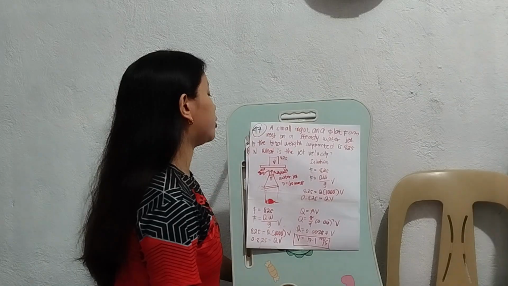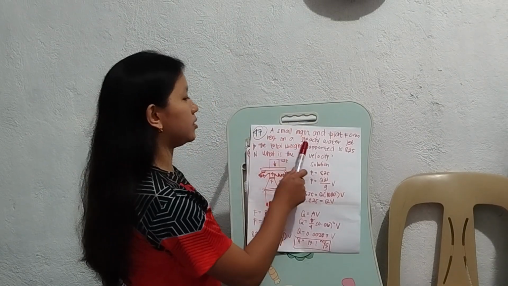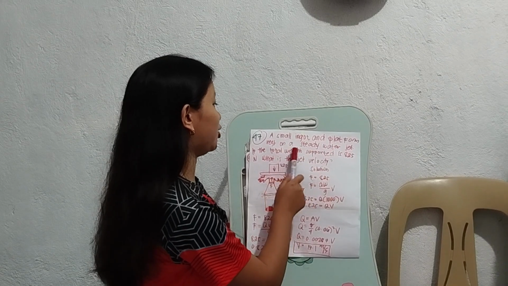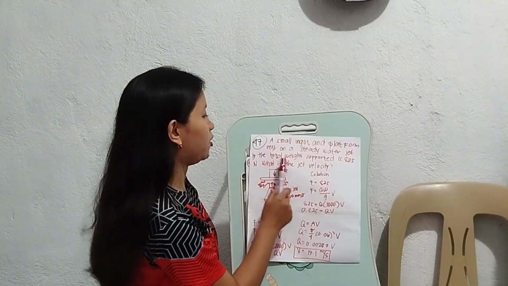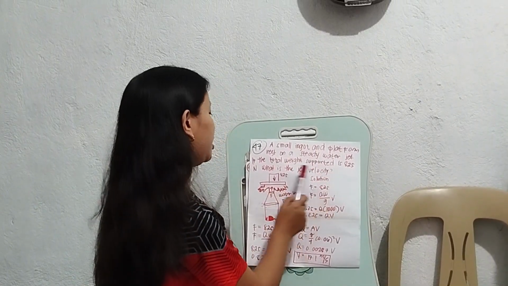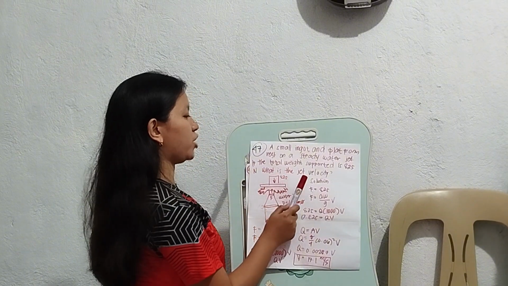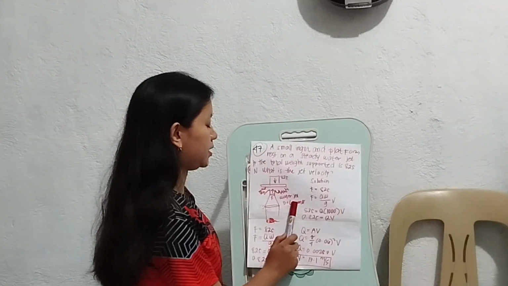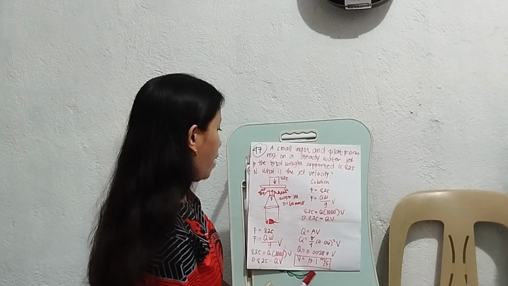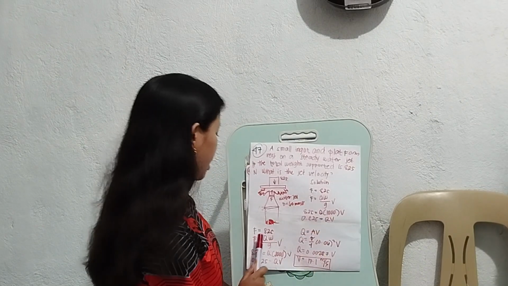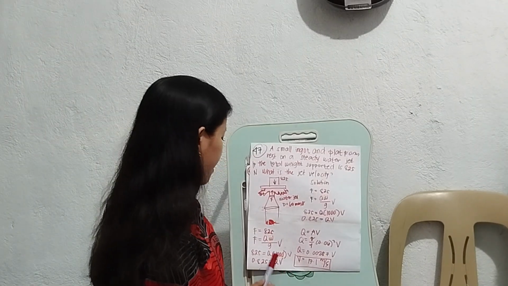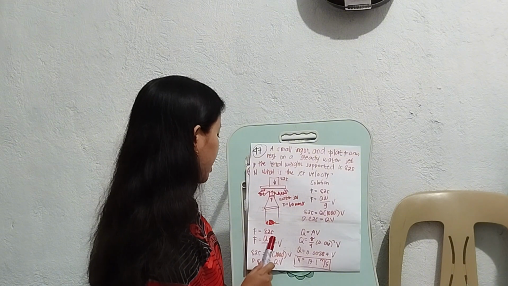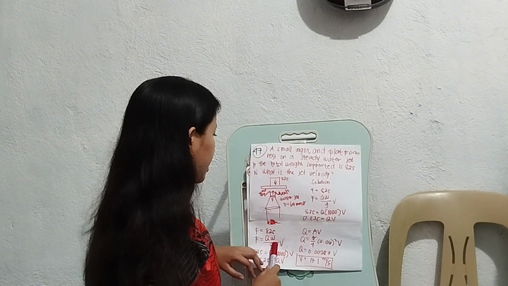So for problem 47, a small ingot and platform rest on a steady water jet. If the total weight supported is 825 Newtons, what is the jet velocity? So this is the figure. The water jet has a 60 mm diameter. So our solution is, first we need to have the F which is equal to 825.